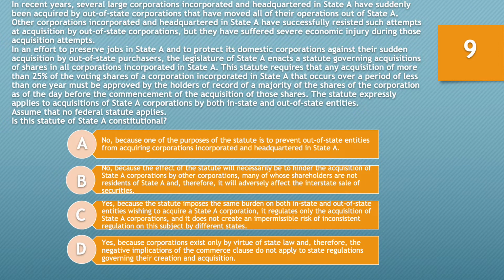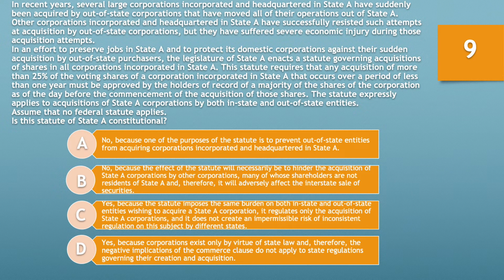Option A, no, because one of the purposes of the statute is to prevent out-of-state entities from acquiring corporations incorporated and headquartered in State A. B, no, because the effect of the statute will necessarily be to hinder the acquisition of State A corporations by other corporations, many of whose shareholders are not residents of State A, and therefore it would adversely affect the interstate sale of securities. C, yes, because the statute imposes the same burden on both in-state and out-of-state entities wishing to acquire a State A corporation.